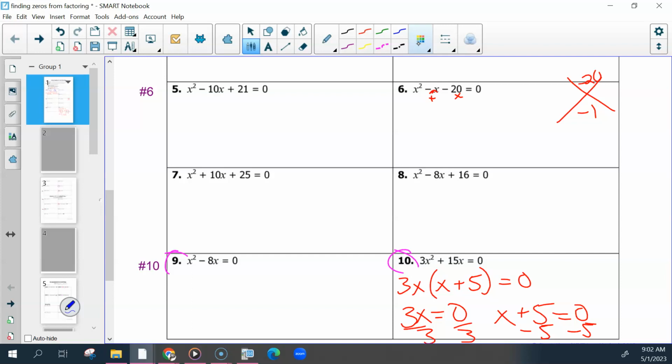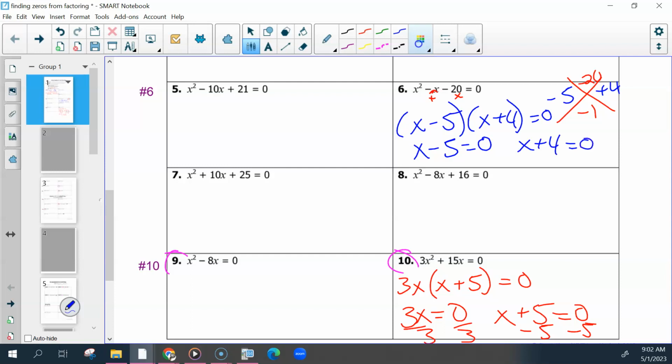Negative 5 and positive 4. So then we could put those directly into our factors, x minus 5, x plus 4. Don't forget your equal 0. Set each factor equal to 0. Once you've done this enough, if you know whatever I solve for is just going to be the opposite, you don't have to show the work for this. But when we have more complex factors, you will need to show the work for it.